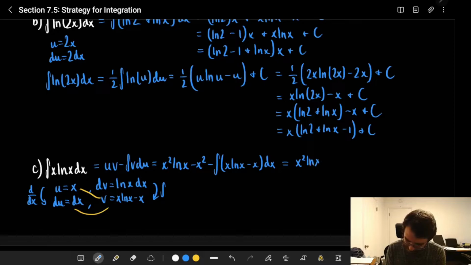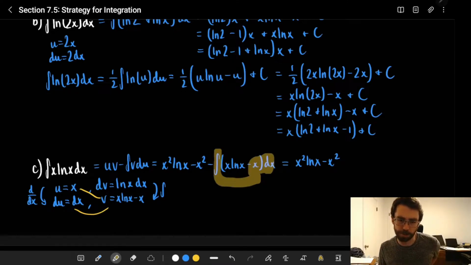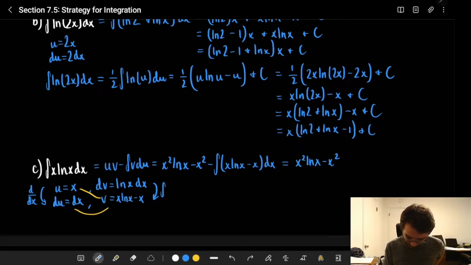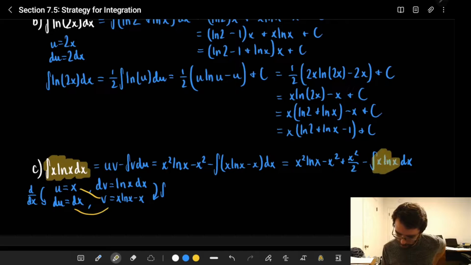x squared ln x, all the terms outside the integral. And let's quickly kill this part of the integral, because that you can handle, right? Integral of x is x squared over 2. I won't need to worry about a minus sign because they'll cancel. So that'll be plus x squared over 2. And then I still have this minus the integral of x ln x dx. But that's okay in the sense that it appears on both sides of the equation.